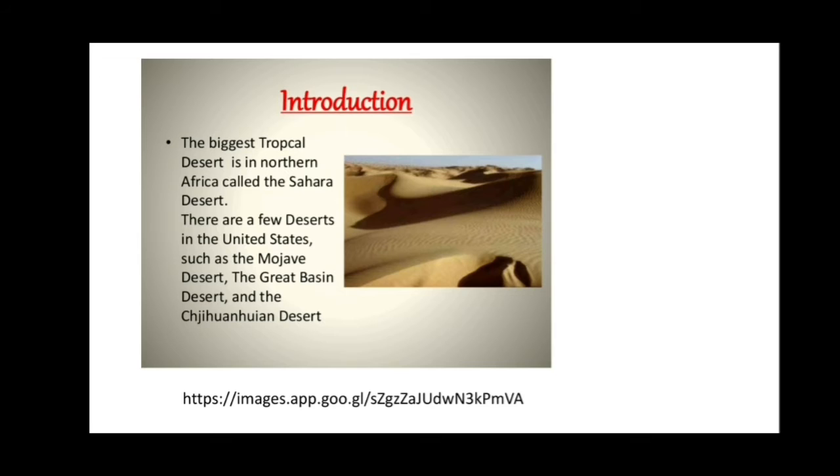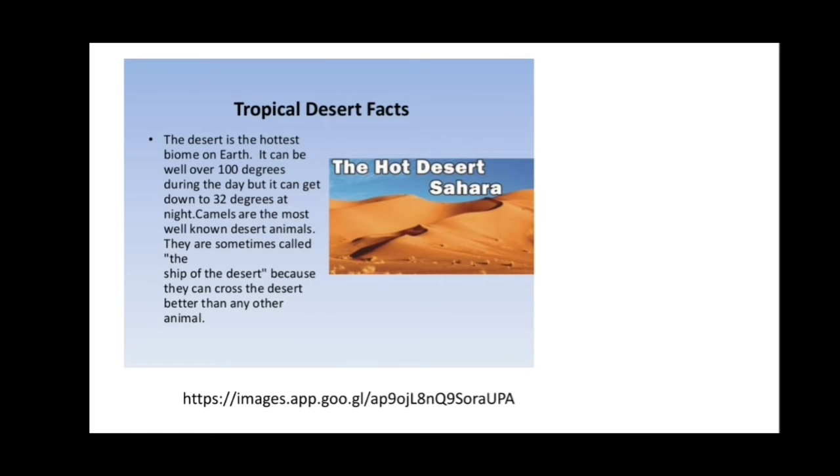Again, here is the introduction. You can see in this slide the sand dunes. Sand dunes are common in deserts. The biggest tropical desert in northern Africa is called the Sahara Desert. There are few deserts in the US, such as the Mojave Desert, the Great Basin Desert, etc. Again, the tropical desert facts: the hot desert, Sahara.